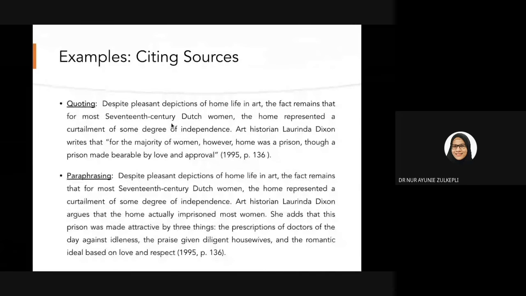I do not suggest that you do quoting, because I prefer you to do paraphrasing, because quoting might lead you to plagiarism. Quoting means quoting some sentences from other authors in your literature, but usually I encourage you to do paraphrasing, which I already mentioned last week, right? How to do the paraphrasing. So these are the types of citing sources.